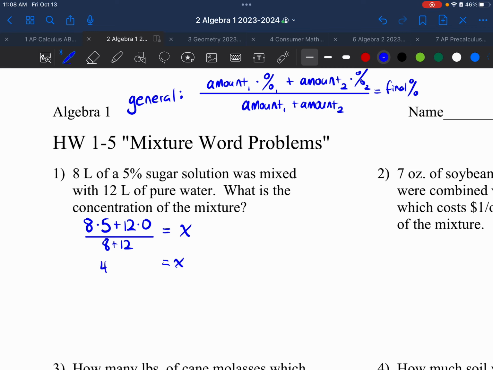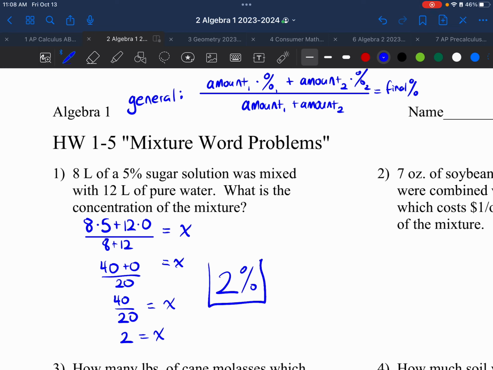8 times 5 is 40. 12 times 0 is 0, so it's 40 plus 0, all divided by 20, which is 40 divided by 20, which is just 2. So each of these are equal to x. So the concentration of the mixture, this is a percent question. The answer here is going to be 2%.